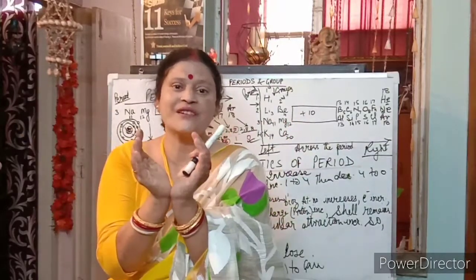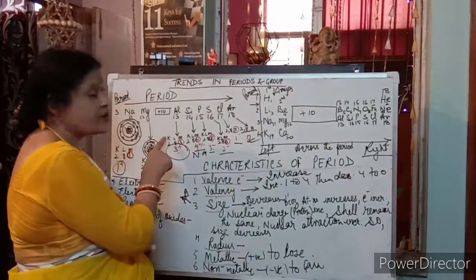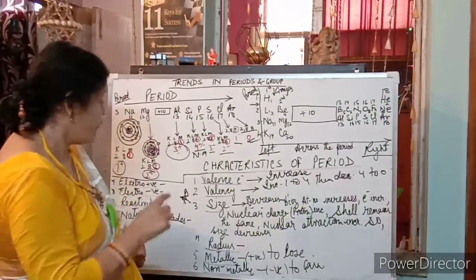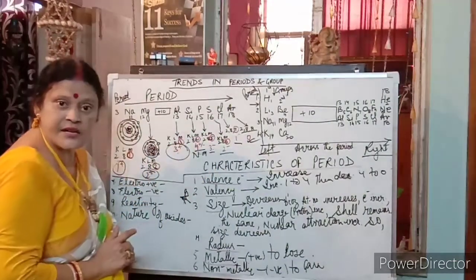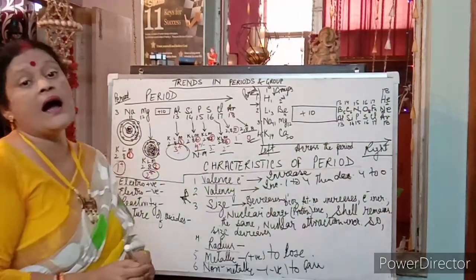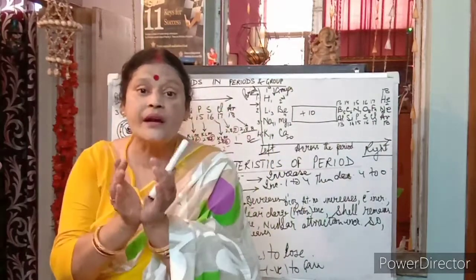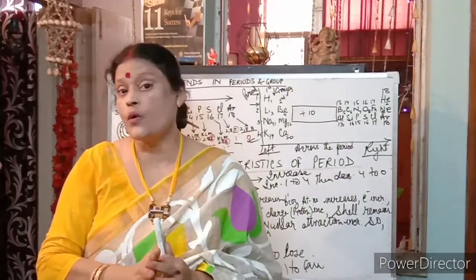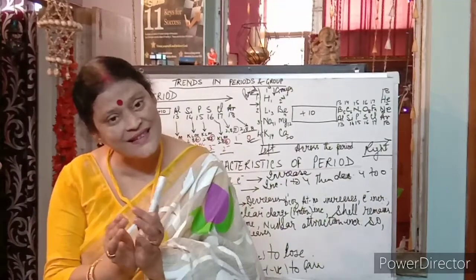So attraction increases, because the shell remains the same. Shells are not increasing. That means electrons are not far from the nucleus. The shells remain the same, that is K, L, M, K, L, M, K, L, M. So electrons are continuously increasing and the nuclear attraction increases. The nucleus and the electrons are attracting each other. So yes, when the attraction increases, then size decreases.